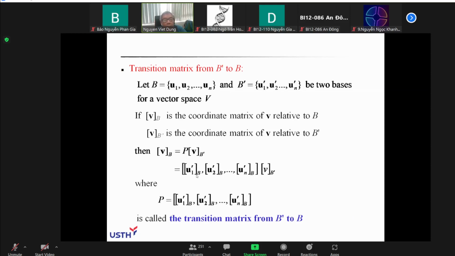And because of that, the matrix P defined like that will become a transition matrix from B prime to B. Ma trận chuyển cơ sở từ B phẩy sang B. Ở đây là cái coordinate của V trong cơ sở B phẩy và sang bên này nó là ma trận tọa độ hay là cái cột tọa độ của V trong cơ sở B. So that is a transition matrix from B prime to B.